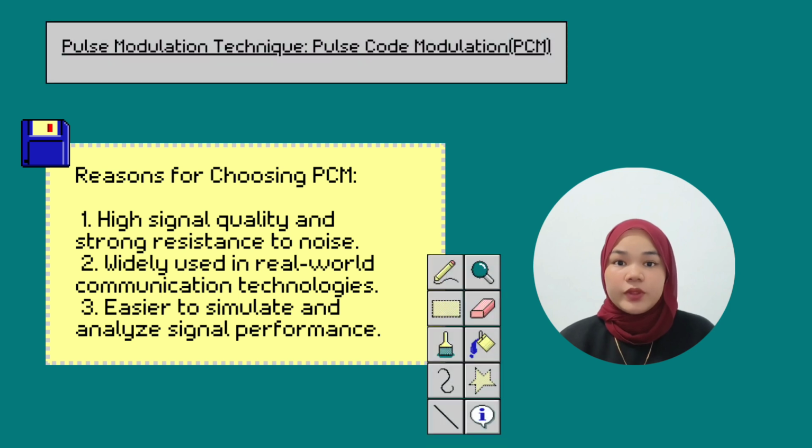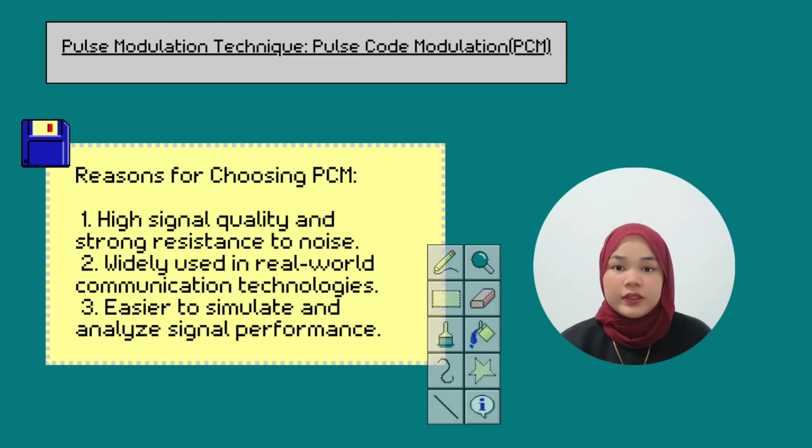We chose PCM for three main reasons. First, it gives high signal quality and strong resistance to noise. Second, it is widely used in real communication systems. And third, it is easier to simulate and analyze compared to other techniques.